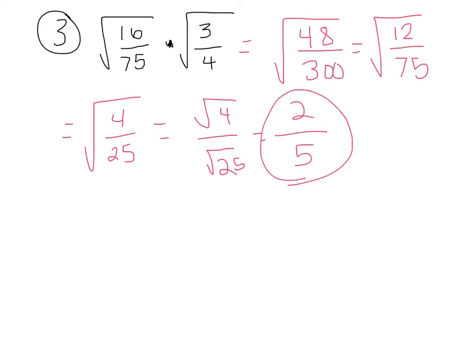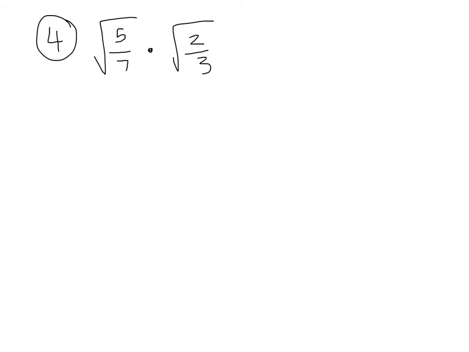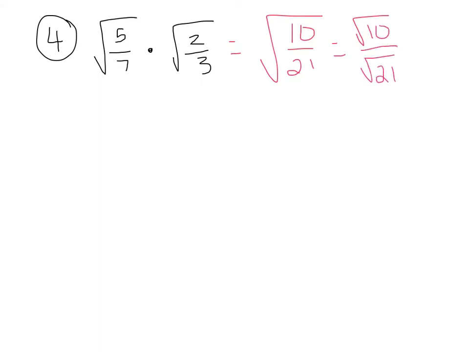Alright. Number 4, the square root of 5 over 7 times the square root of 2 over 3. So we're going to times them together and get the square root of 10 over 21. Well, we can't simplify that, so we break it apart and do the square root of 10 over the square root of 21. Square root of 10, square root of 21, they don't have anything in common, so what we do is we get rid of the radical on the bottom, so we're going to times it by itself, so it's times the square root of 21.